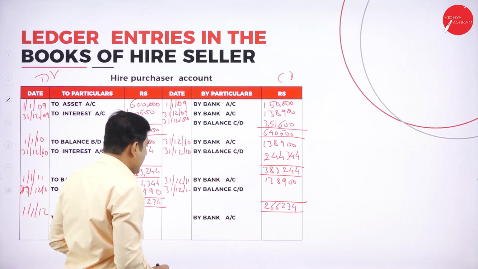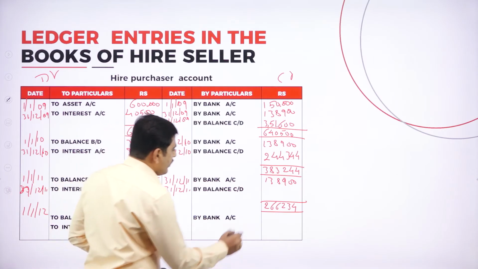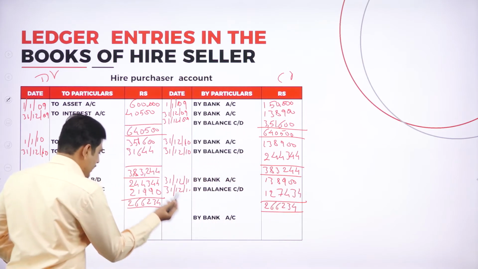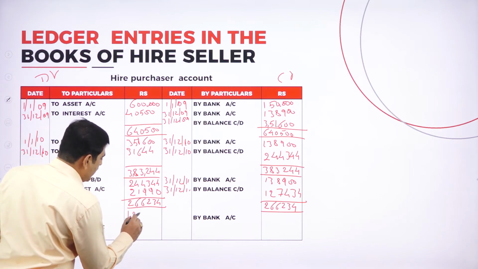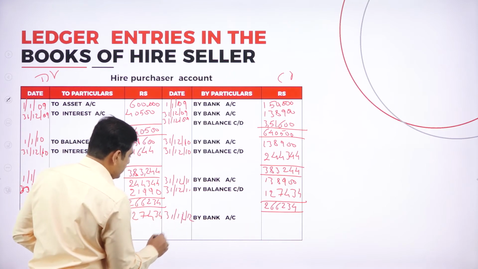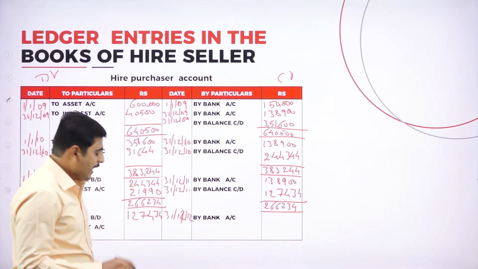2,66,234. Now look at the balance, it is 1,27,434. Here also the balance should be brought down on 1/1/2012. The 1,27,434. Again, the last date is 31st/12/2012. The same amount. Next, the interest we have to calculate. We have to show the interest.